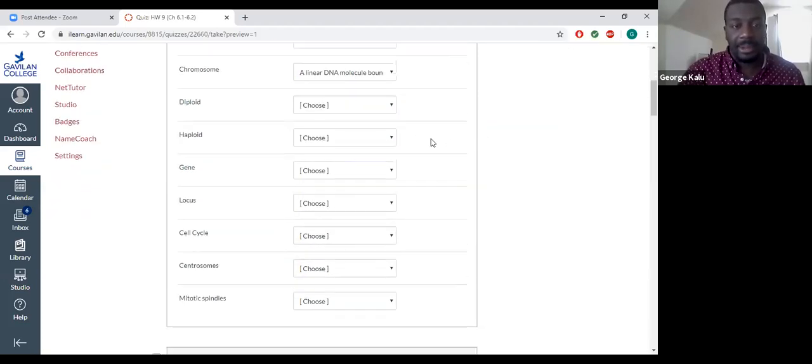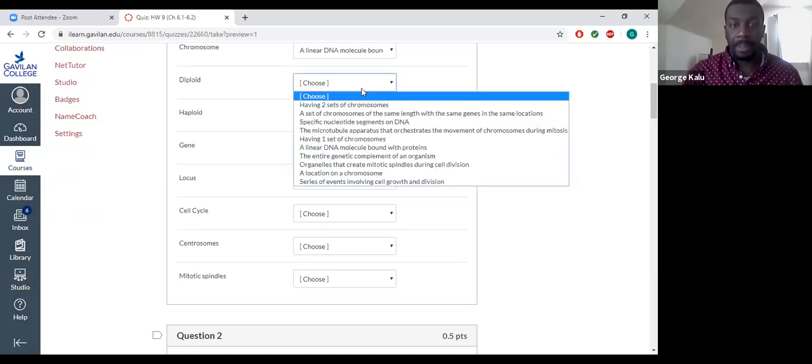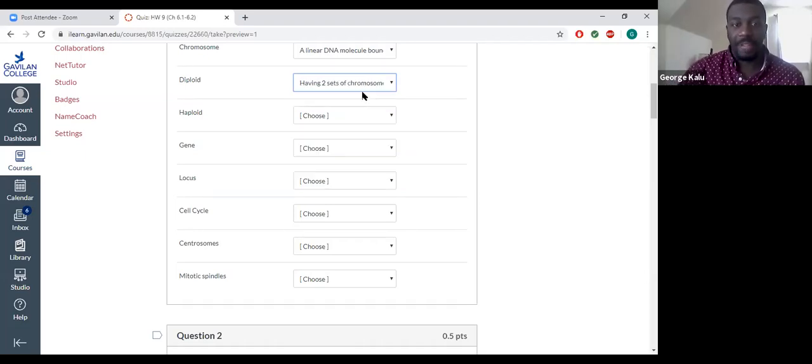Cool. What does it mean to be diploid? What does it mean if a cell is diploid? So Kim, we said one set of chromosomes. So it's not one set of chromosomes, but this is where it's going to have two sets of chromosomes. Right. So if you're a diploid cell, you have two sets of chromosomes.